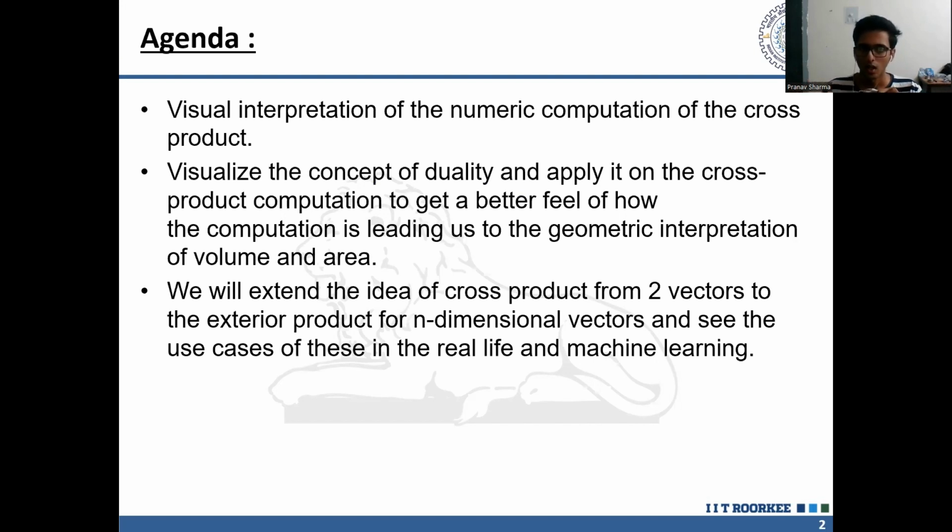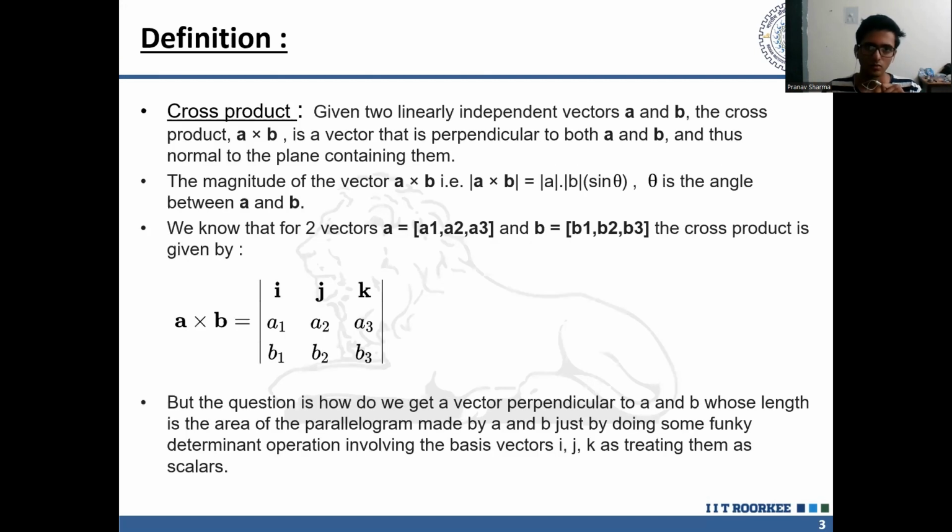We will also extend the idea of cross product from two vectors to the exterior product for n-dimensional vectors, and also see the use cases of these in real life and machine learning.